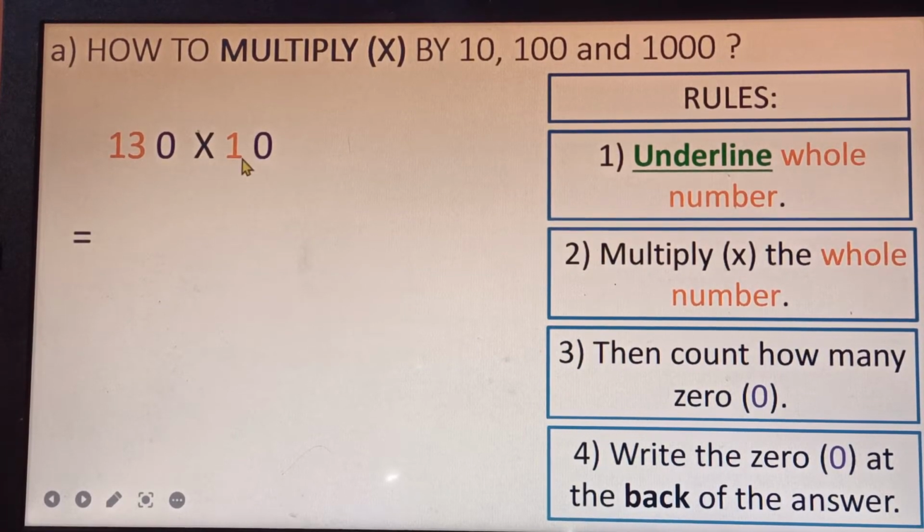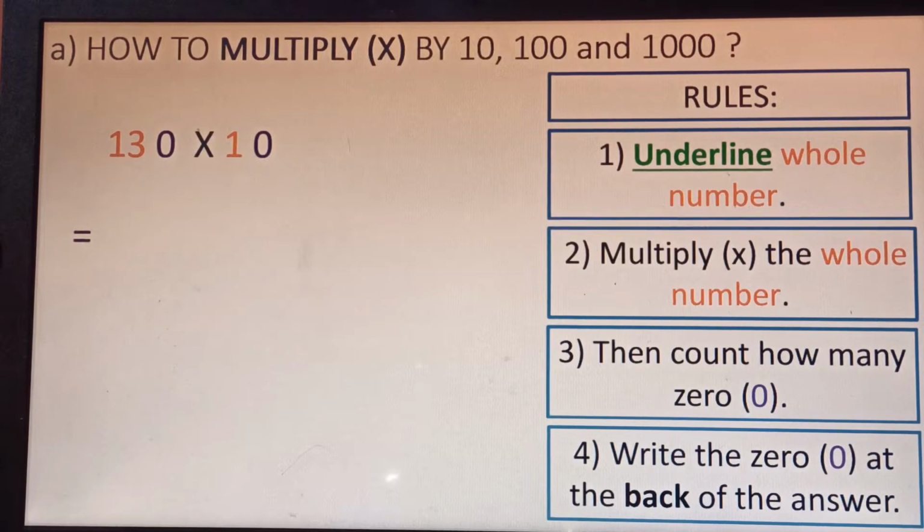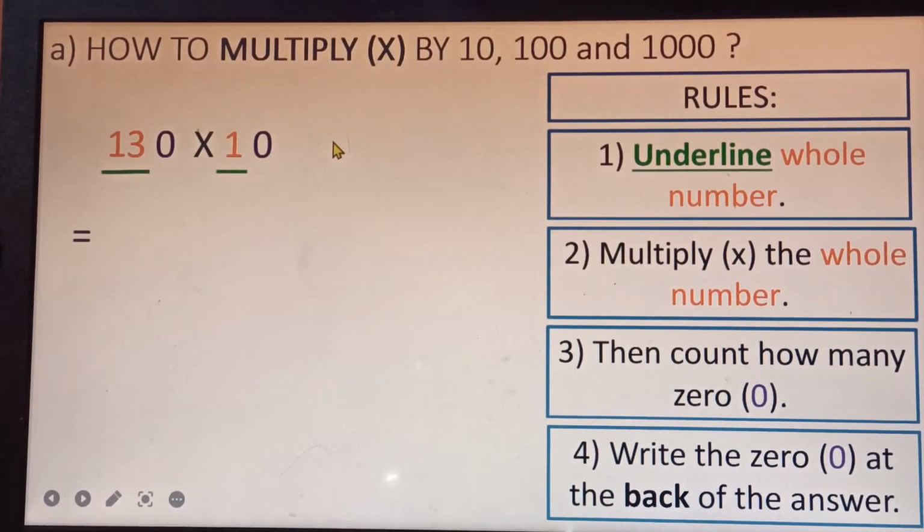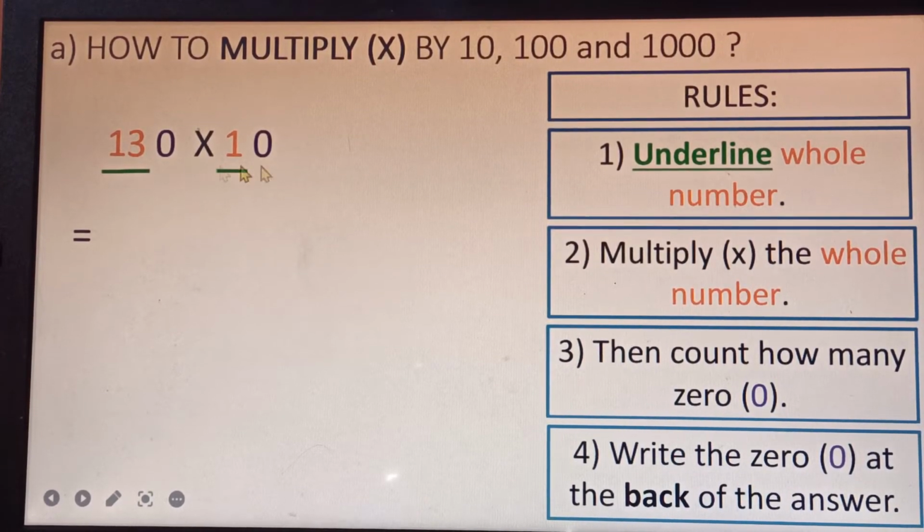Okay, let's try another example: 130 times 10. So this is times by 10. Teacher times by 10 dulu. First of all, follow the rules: underline the whole number. Which do you think is the whole number here that we should underline? Yes, 13 and 1, selain dari 0 yang di belakangnya tu, that we count later. So we underline the whole number first.